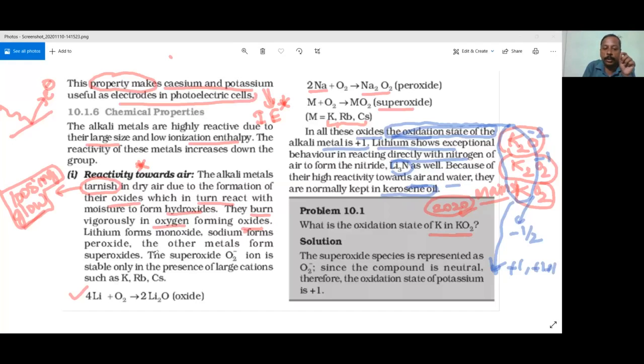Irrespective of the oxide, the alkali metal always shows +1 oxidation state only, and only lithium is courageous enough to react with nitrogen. Reacting with nitrogen is not a simple thing. It has to break 3 bonds. That much courage is given only to lithium, even though it is the smallest.